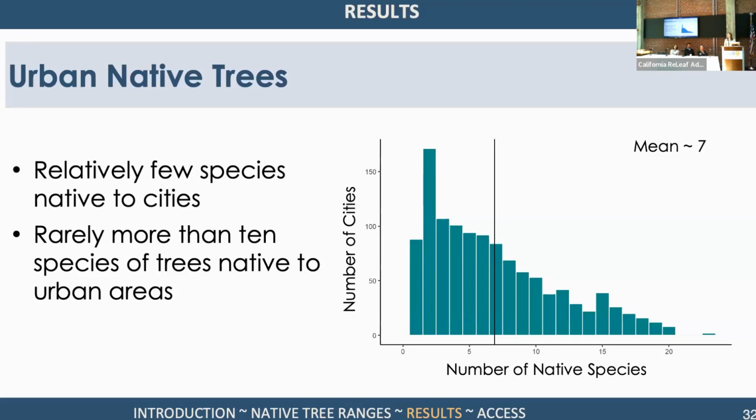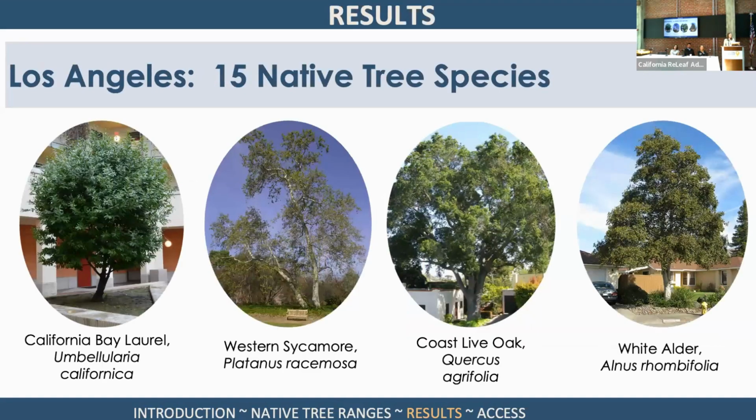But let's take a look at one city. So Los Angeles is a major urban area in California, and it actually has a really high number of native species compared to other cities in the state. There are 15 native tree species across the city boundary of Los Angeles. Some of those are some you might know and love, like the California bay laurel, the western sycamore, the coast live oak, or the white alder.